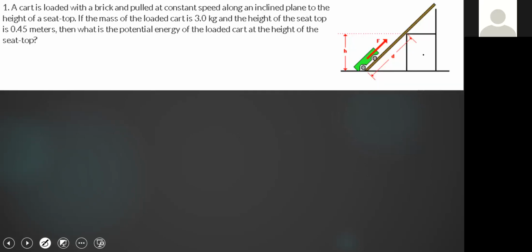Now, let's come back to the gravitational potential energy. Here, a cart loaded with bricks is pulled at a constant speed along an inclined plane to the height of the seat top. If the mass of the loaded cart is 3 kilograms and the height of the seat top is 0.45.